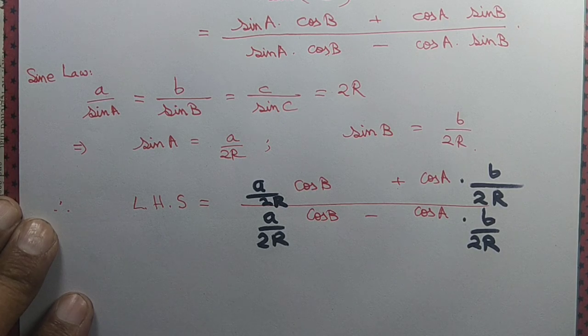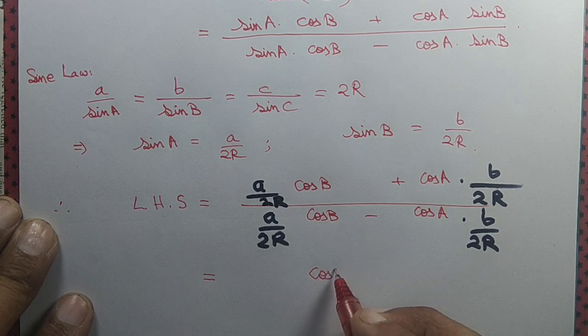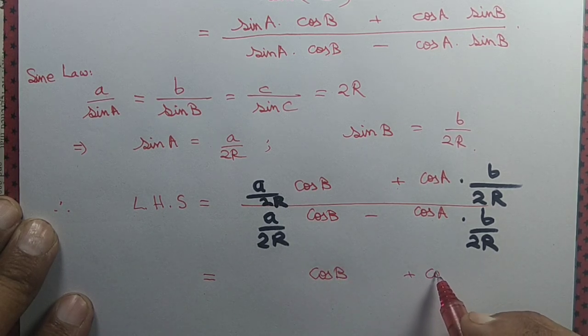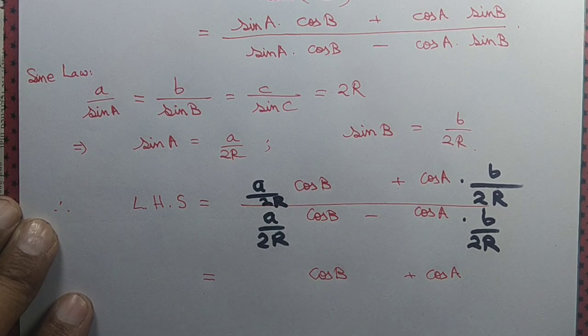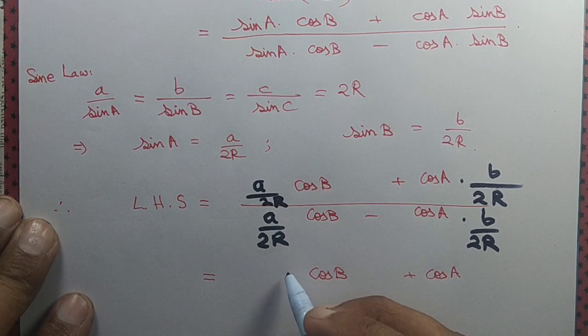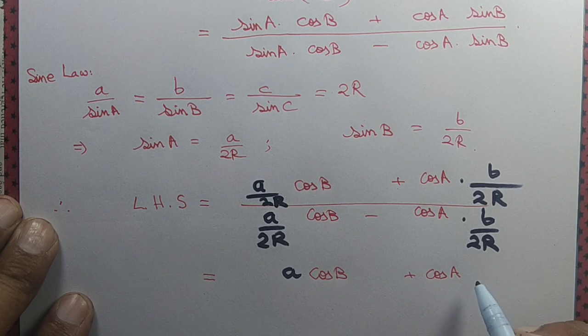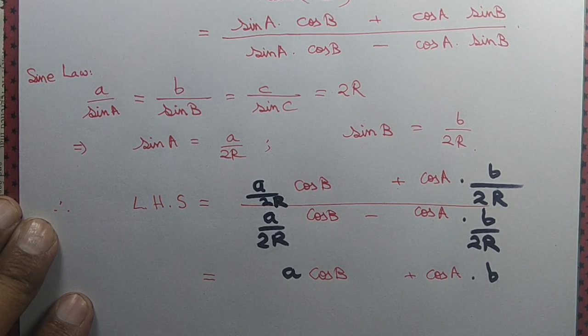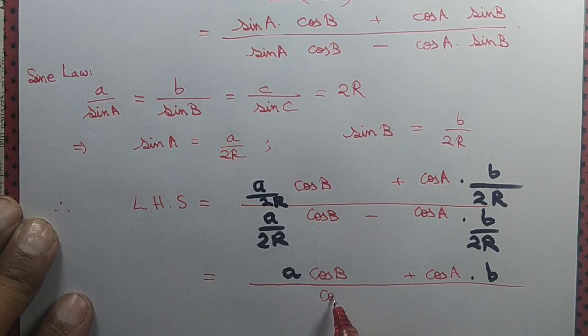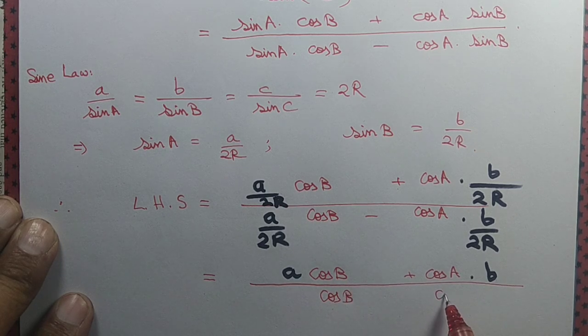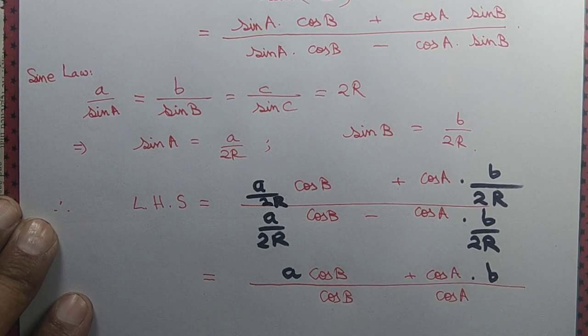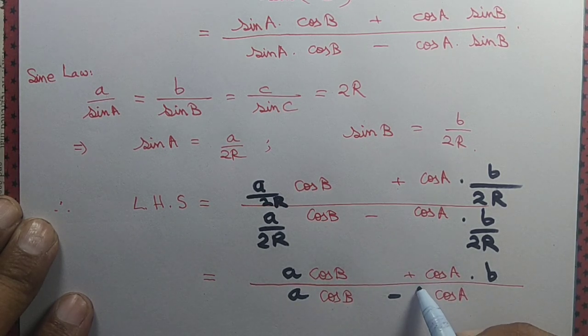Now we can take LCM and cancel 2r out. And so you will be left with a cos B plus b cos A in the numerator. What about the denominator? 2r will get cancelled, so you are left with a cos B minus b cos A.